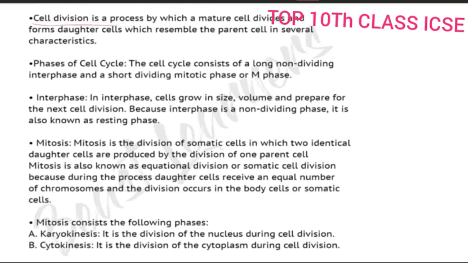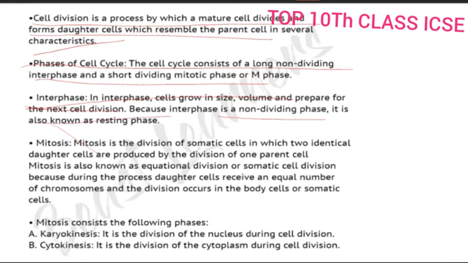Cell division is a process by which a mature cell divides and forms daughter cells which resemble the parent cell in several characteristics. Phases of cell cycle. Cell cycle consists of long non-dividing interphase and short dividing mitotic phase or M phase. Interphase. In interphase, cells grow in size and volume and prepare for the next cell division. It is also called the resting phase. It is a non-dividing phase.